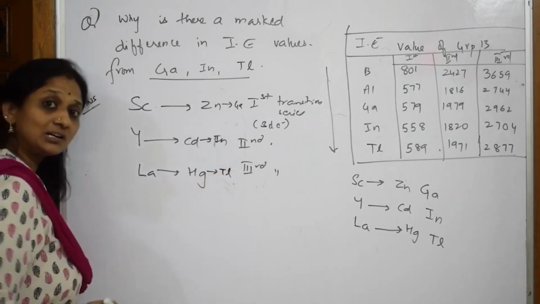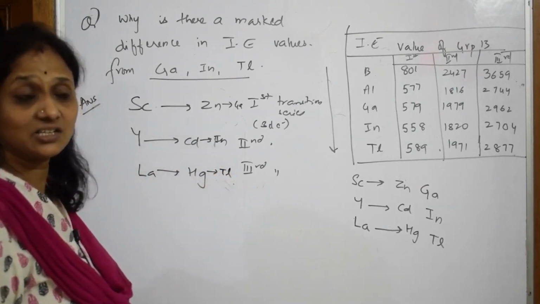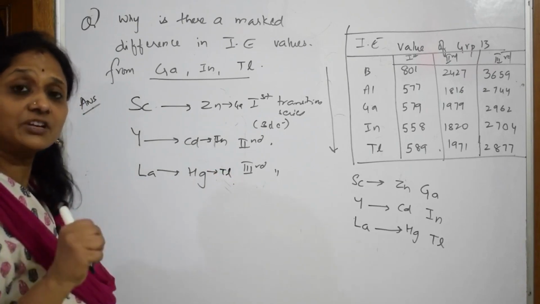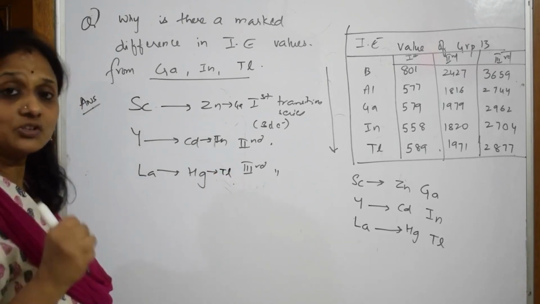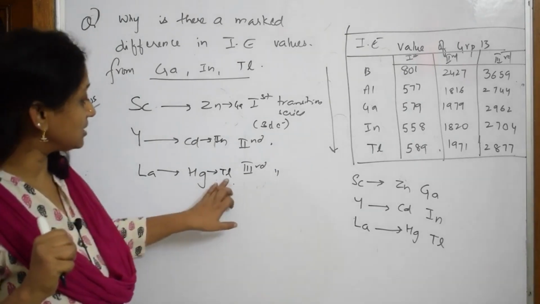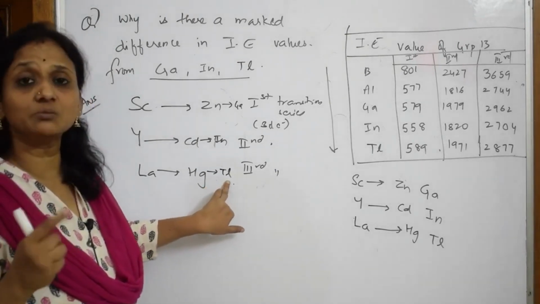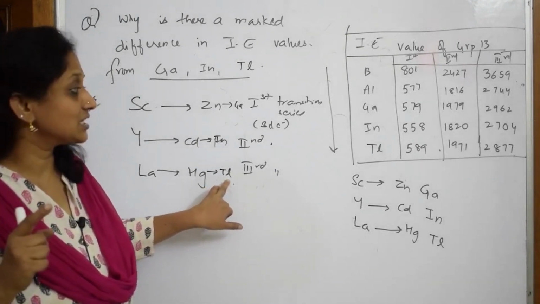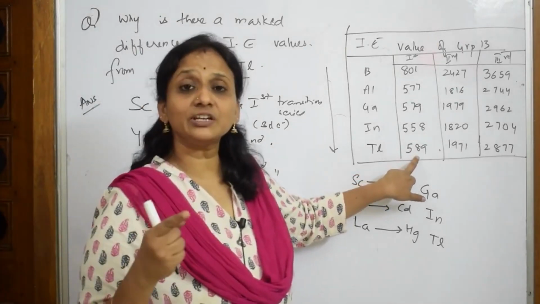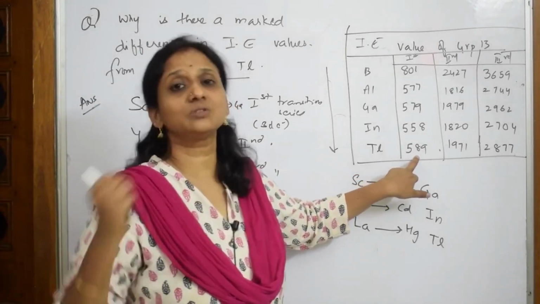There is a concept called lanthanide contraction which is acting. So lanthanide contraction is ineffective shielding of electrons. Because of this lanthanide contraction, that effect is observed in tellurium also. Because of this, a lower amount of energy is required to take out that electron.